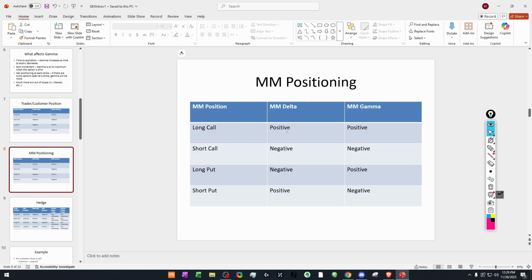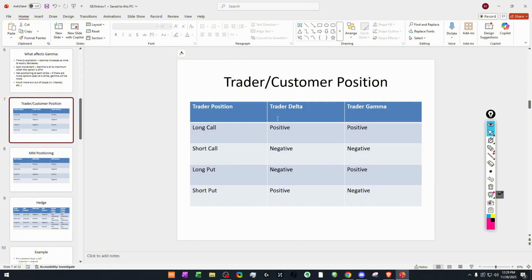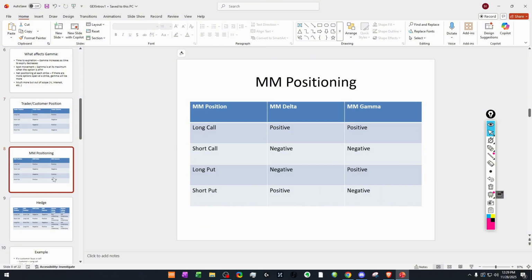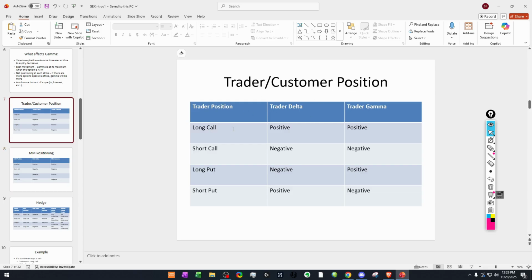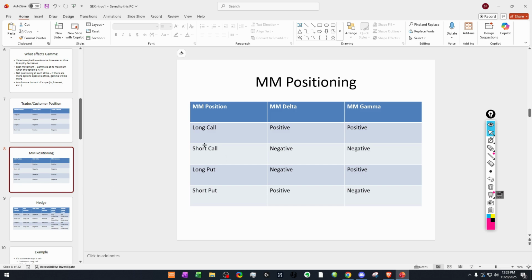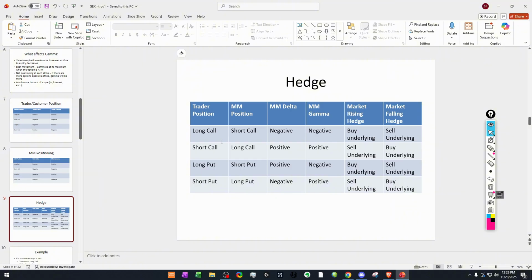Long call, they still have positive delta, positive gamma, etc. But the key here is, depending on what the trader or the customer position is, the market maker has to take the opposite side. So if the customer is long a call, market makers are short that call. So if they're short the call, they have negative delta and negative gamma. And depending on that, that affects their hedging behavior, which, go to the next slide, goes through all that.